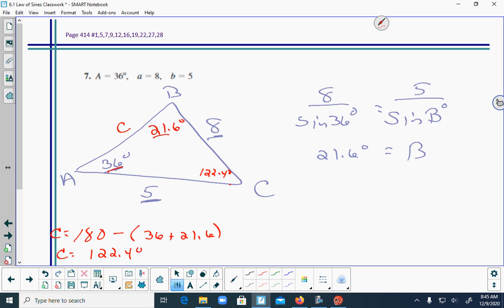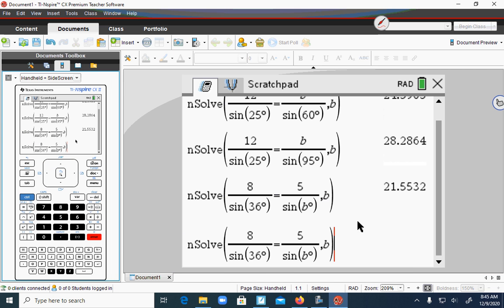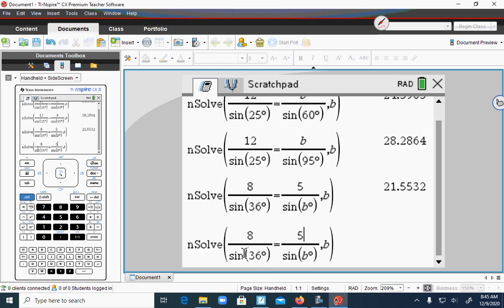To find side C, I'm going to use that 8 over the sine of 36 degrees is equal to, and now I'm going to put C over the sine of 122.4 degrees. So if I'm going up and grabbing what I did on my calculator before, I'm going to have to change two things because this fraction completely changes. The first part of the equation stays the same. So this 8 over the sine of 36 stays exactly the same.